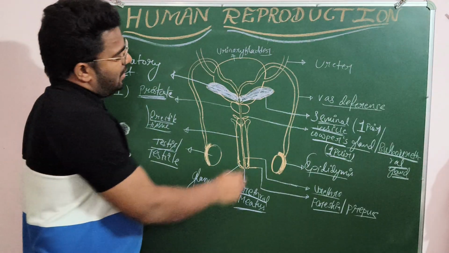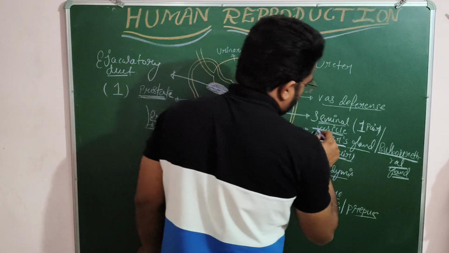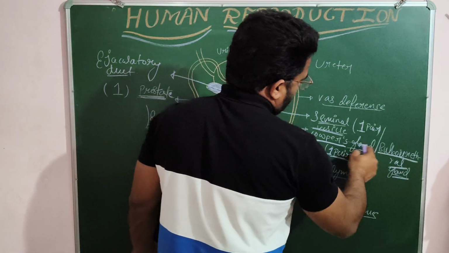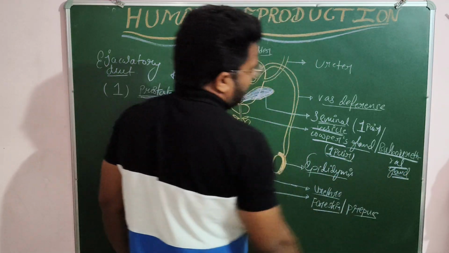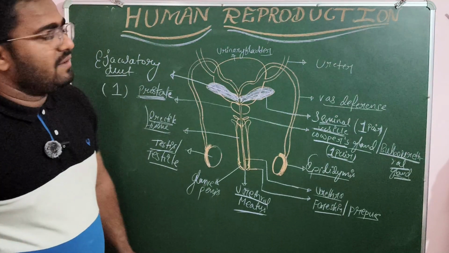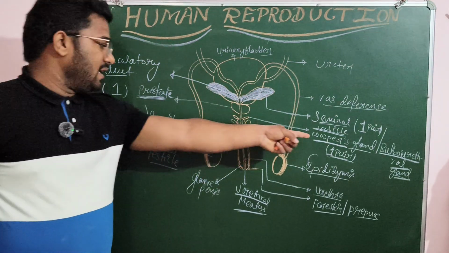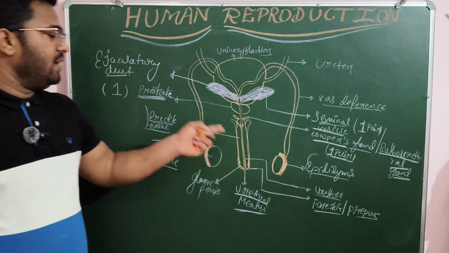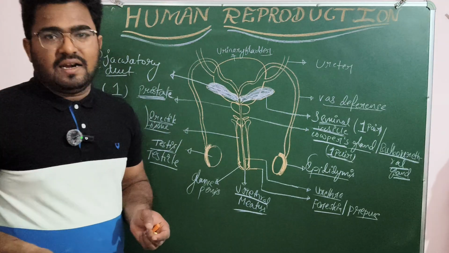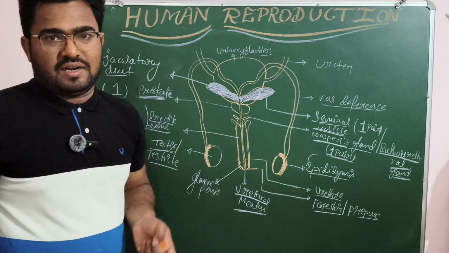Now the next gland is the bulbourethral gland or Cowper's gland. Here we are seeing this Cowper's gland, also known as bulbourethral gland. It is one pair in number. So here we have three glands: one pair of seminal vesicles, one prostate gland, and one pair of bulbourethral glands.